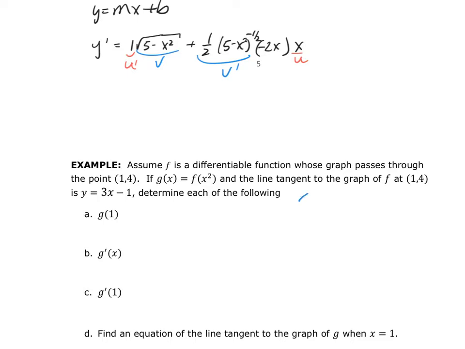Well, I know that g prime of x is going to be the derivative of f multiplied by the derivative of the inner function, because it's a composition of functions. Okay? If I go through the point 1, 4, f is assumed, and the tangent line at the graph 1, 4. So I know I'm going to go through the point 1, 4. So I know what my x value is, and I know what my y value is.